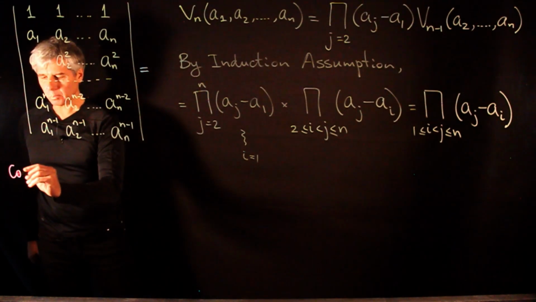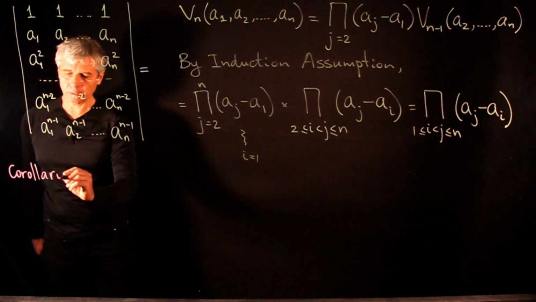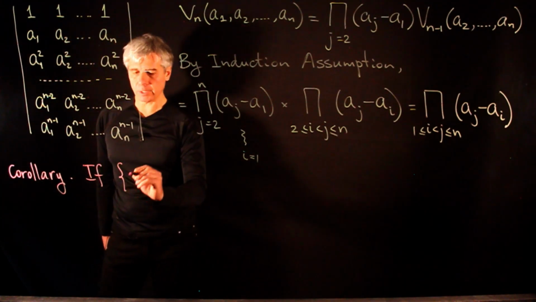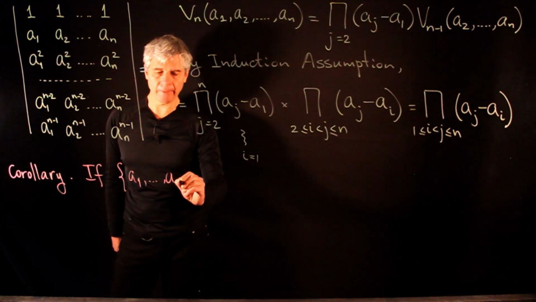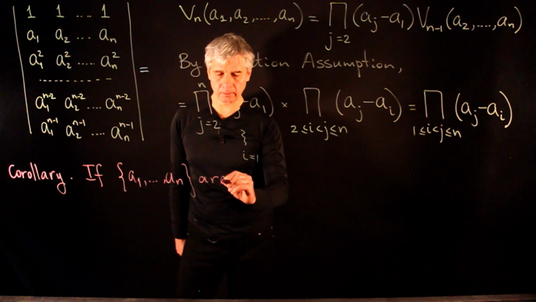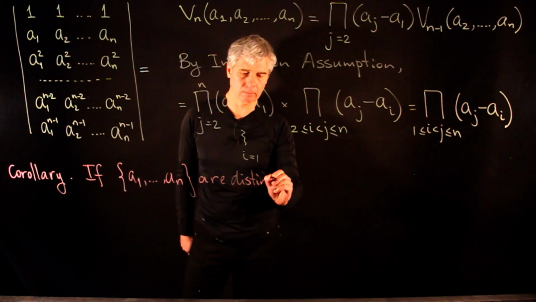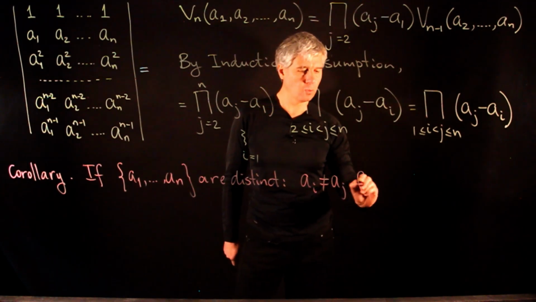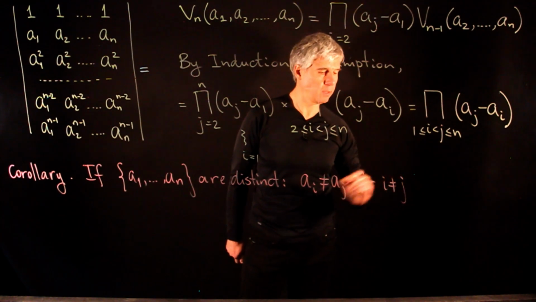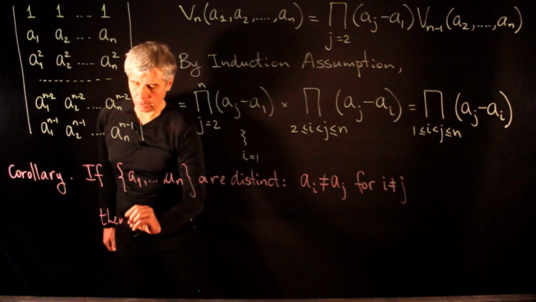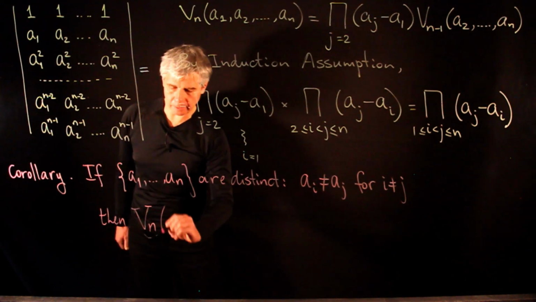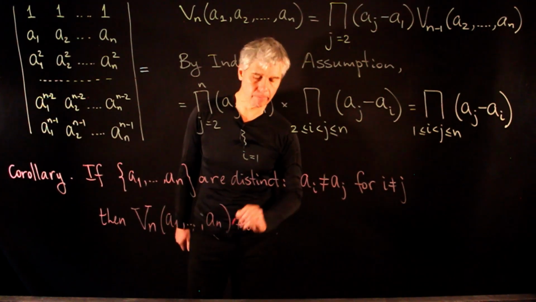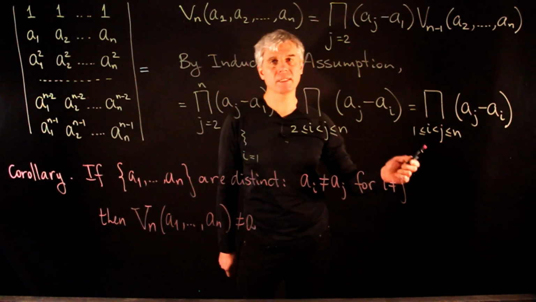So one corollary that we want to mention is the following: if these numbers a1 through an are distinct, so this means that ai is different from aj for i different from j, then the corresponding Vandermonde determinant is not equal to 0. And indeed, this follows immediately from this formula.